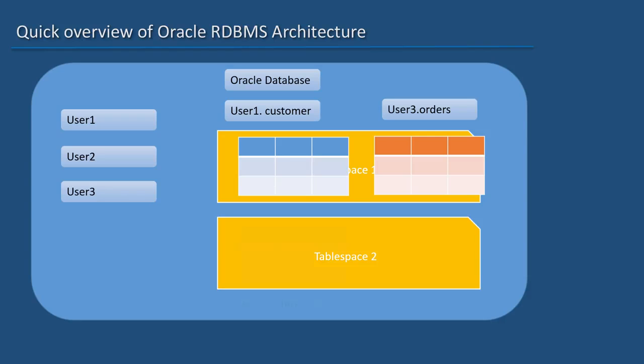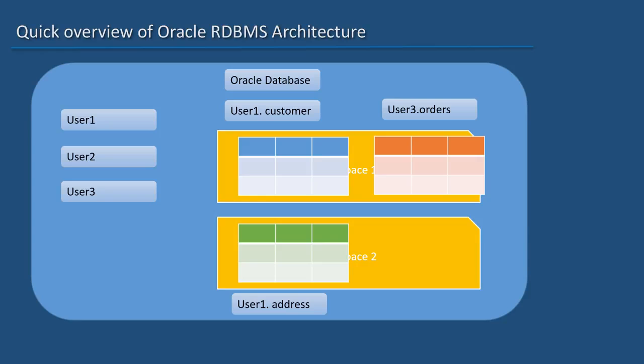the table orders. If user 1 has permissions to use the table space 2, then he or she can create a table there too and call it something else. In this case, the name of the new table is address. However, the user 1 cannot name it as customer. Why? Because there is already a table called customer which belongs to that user. In other words, objects cannot have duplicate names within a schema or within a user.